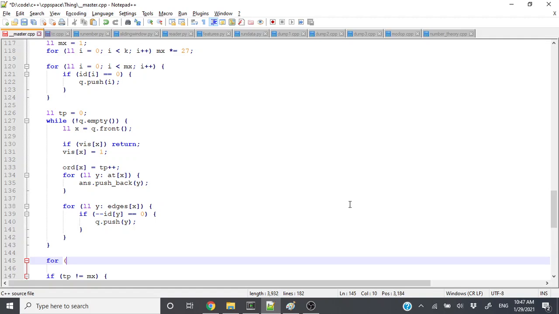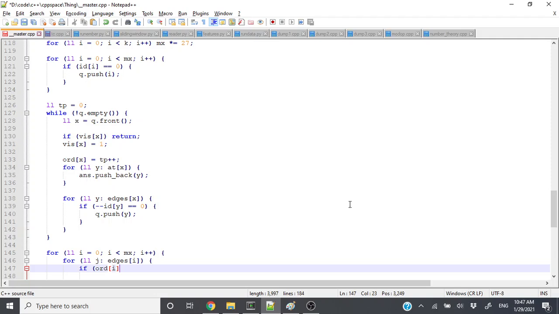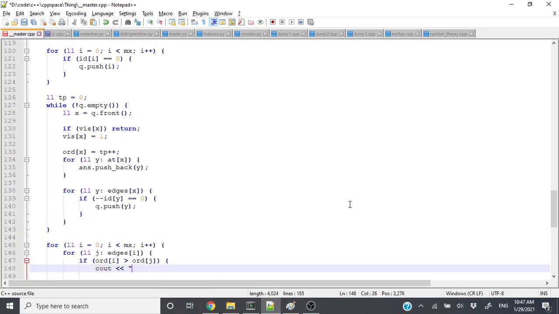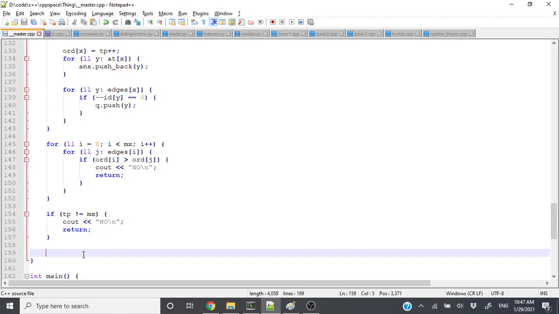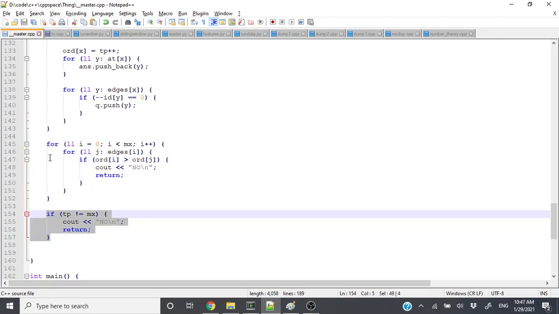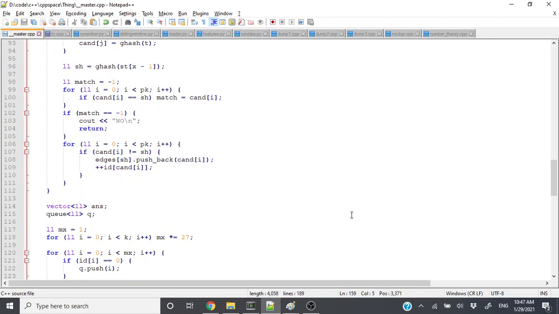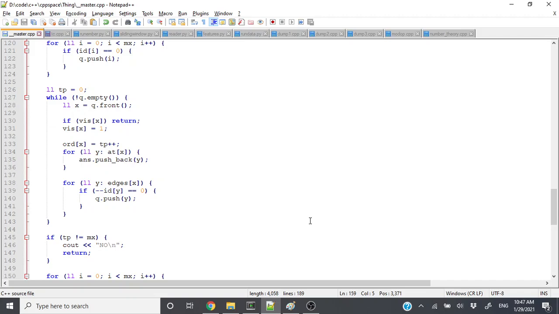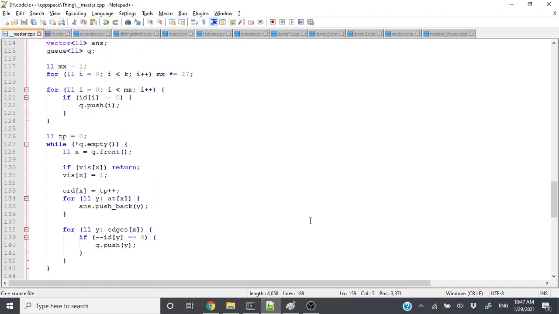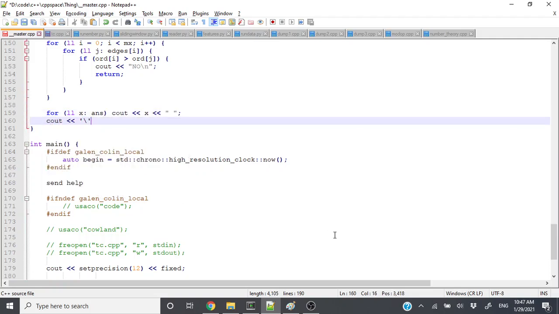So, because my ideas are not the strongest right now. If ord I is greater than ord j, then that means we've violated our condition. And if also we haven't visited every vertex, then it means that it's invalid. And otherwise, then our answer should have everything. We should also print yes.